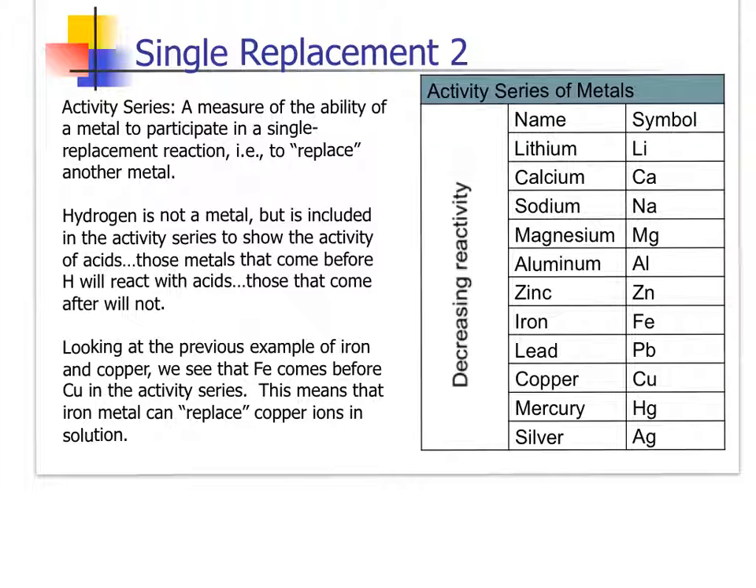What we look at in this activity series is kind of like a popularity chart, is how I usually view it. Now, this might be a little sadistic, but it is how it is. And if we look at it as a popularity chart, lithium is one of the most popular metals. It is more popular than calcium and aluminum and so on and so forth.